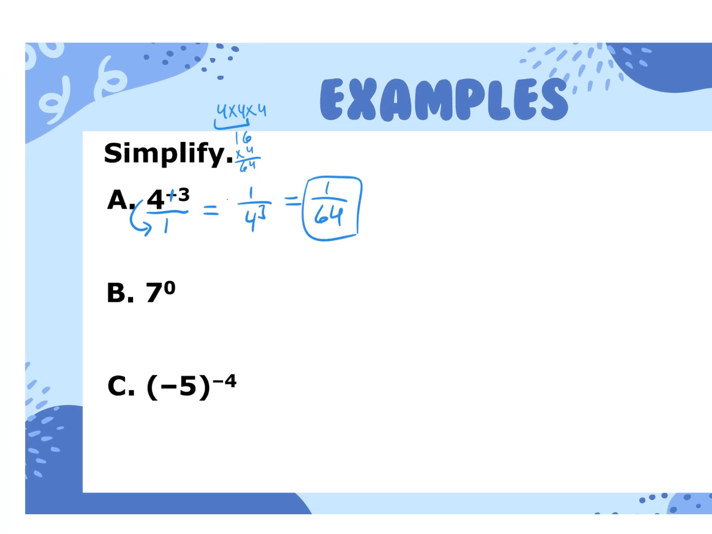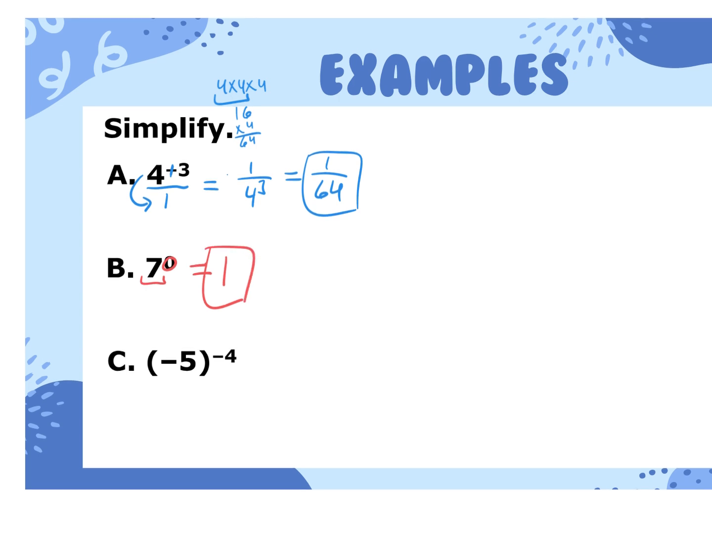All right. And then part B, 7 to the 0 power. Well, I know that anything to the 0 power is going to get you 1. It doesn't matter what the base is. So 7 is my base here, 0 is my exponent. This is just going to equal 1. Nothing more to do there.